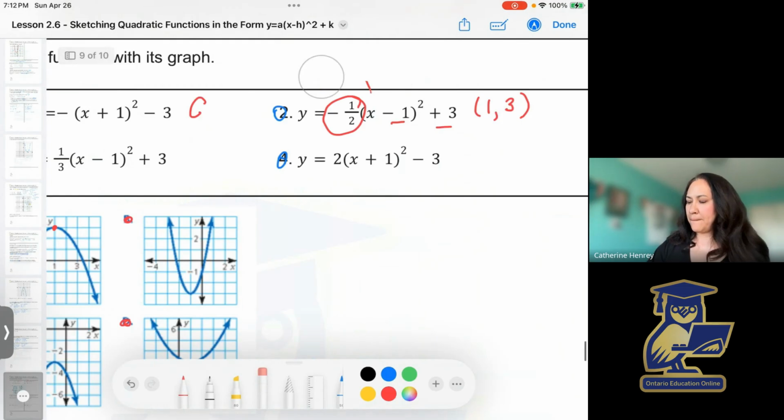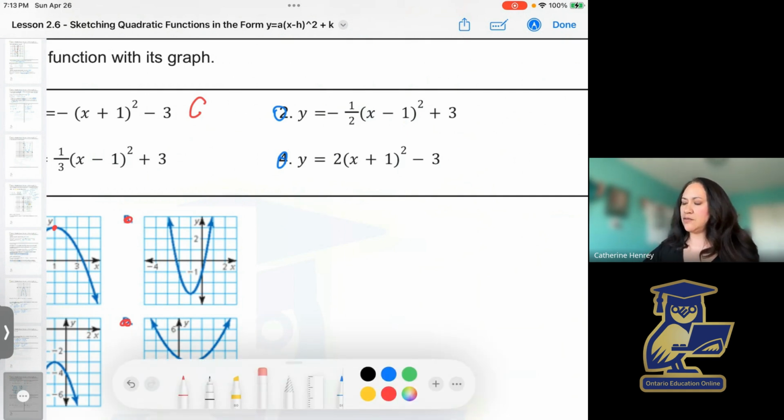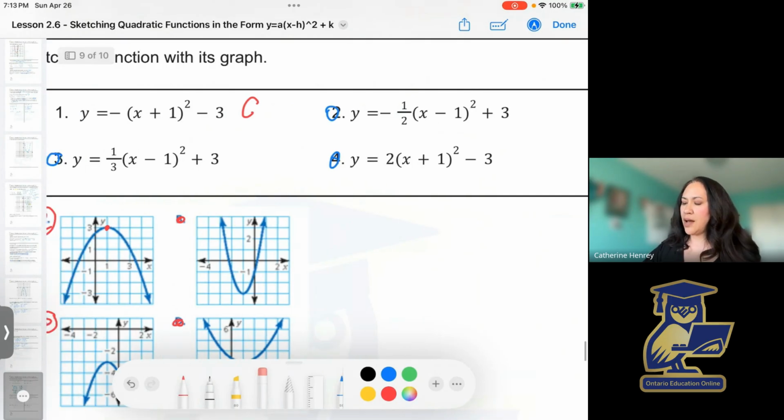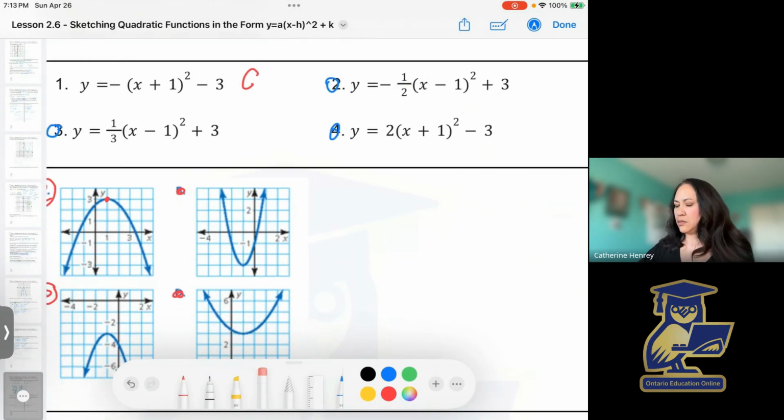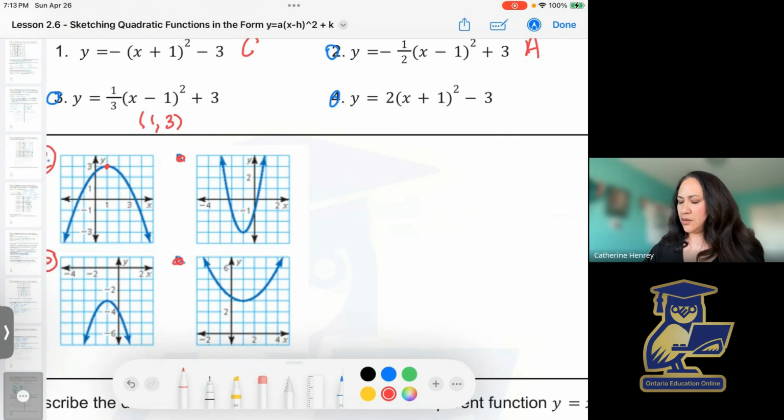So we're left with the other 2. And we have 3 and 4 that are both positive A's, which means they're opening up. This one is A. And then we're looking for the vertex. So for 3, we're looking for a vertex that is (1, 3). And it looks like here is (1, 3). So that one is it. So 3 is D, and then number 4 is B.